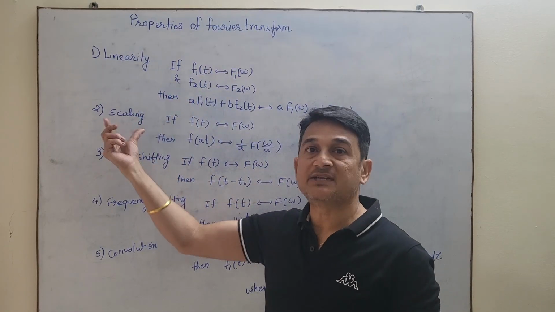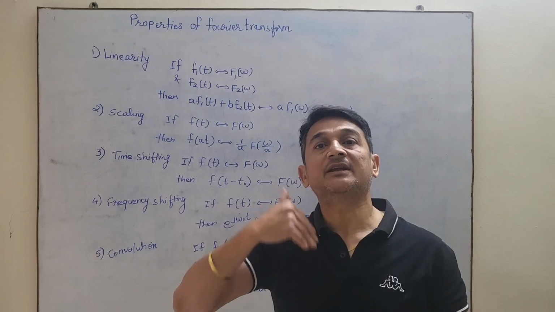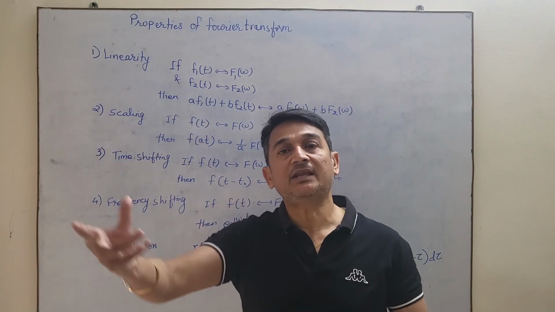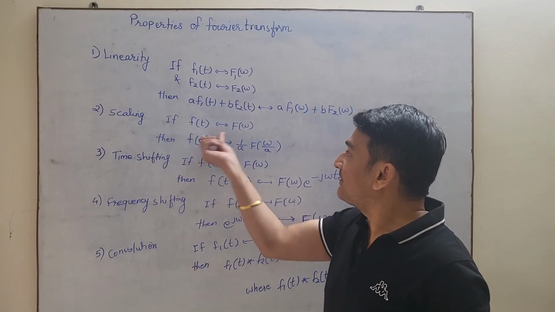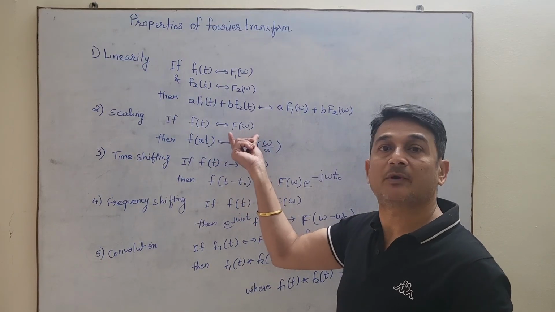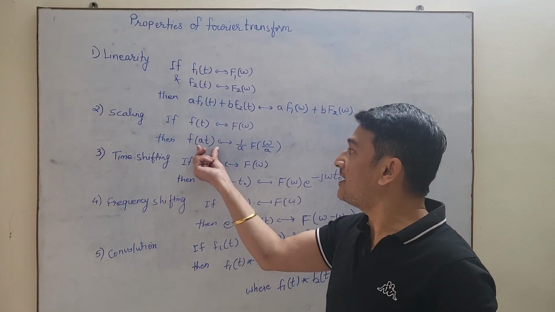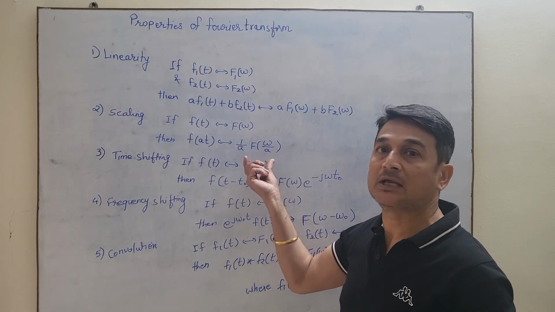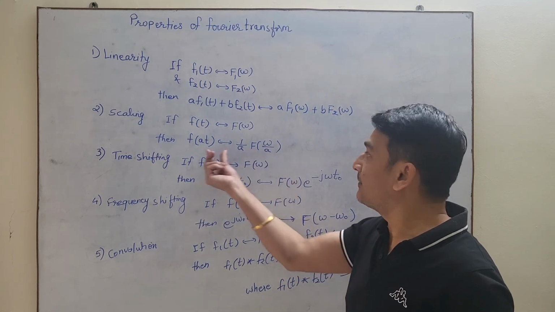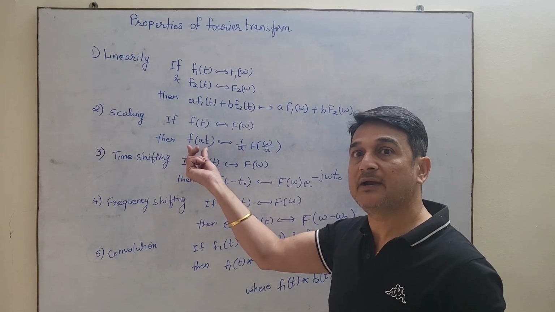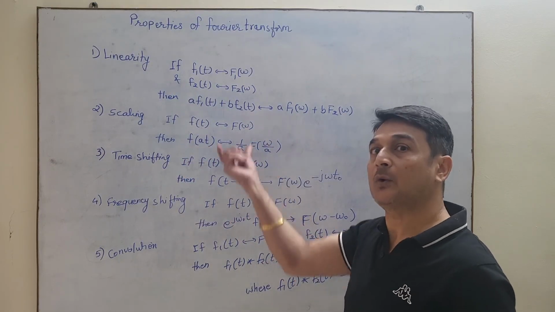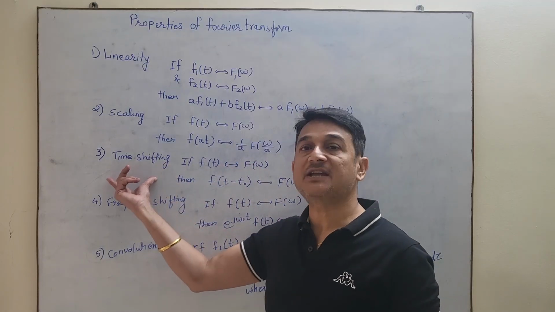Similarly, the scaling property. Scaling means you are increasing or decreasing the content of any function. So if f(t) has Fourier transform F(omega), then f(at) has Fourier transform 1 by |a| F(omega by a). That means the frequency is divided by the same constant which is multiplied in the time domain, and the whole thing is also divided by it. Then the third property is time shifting.